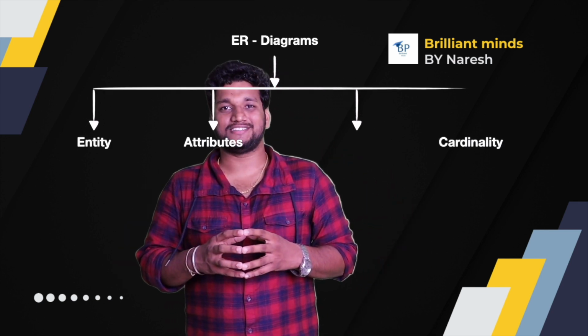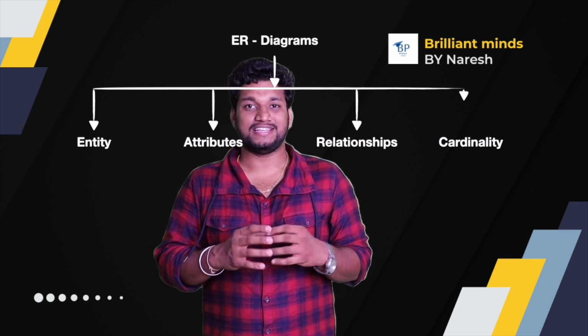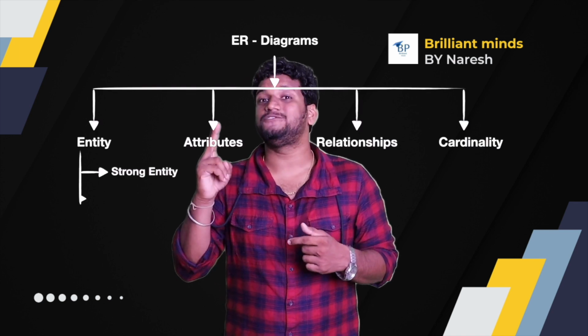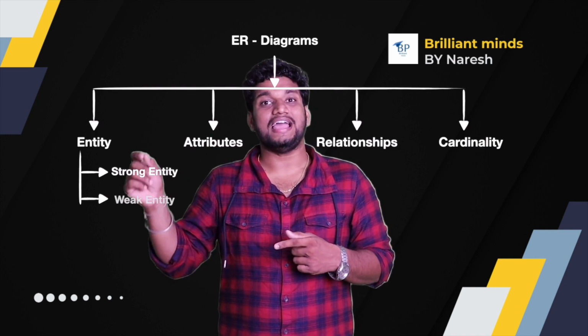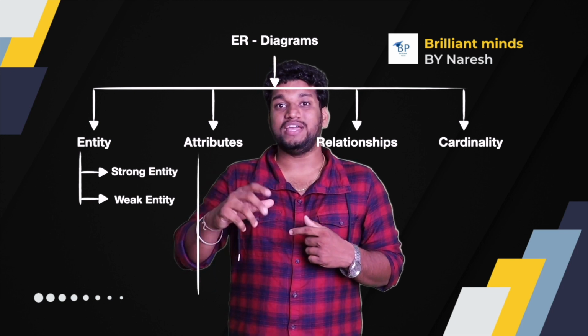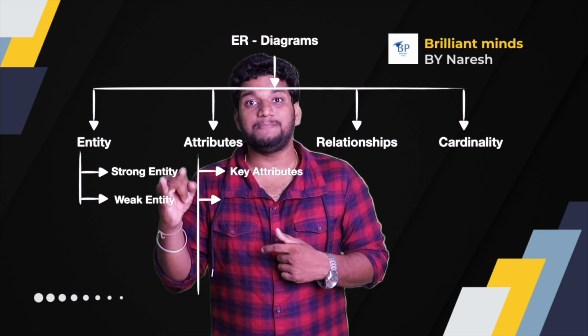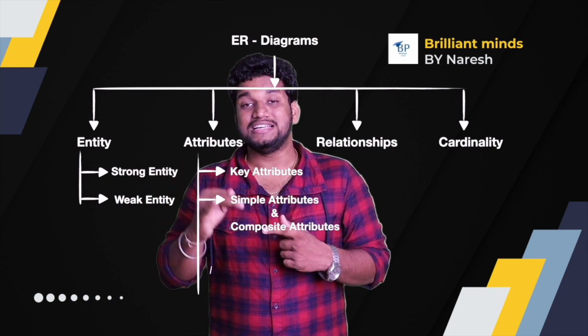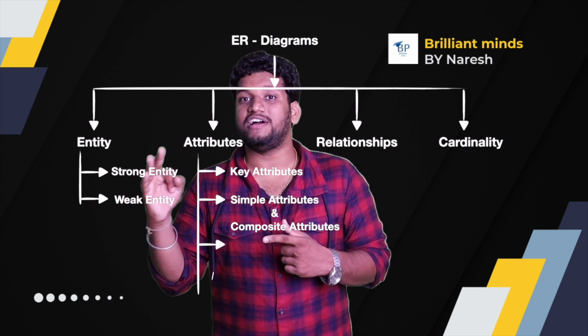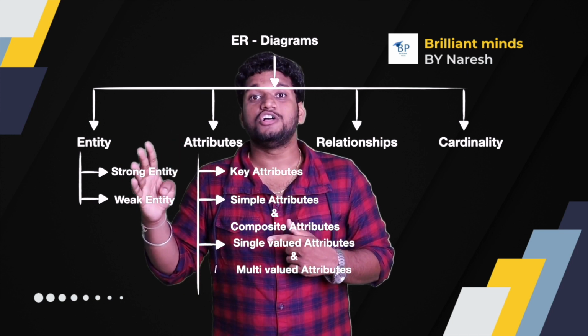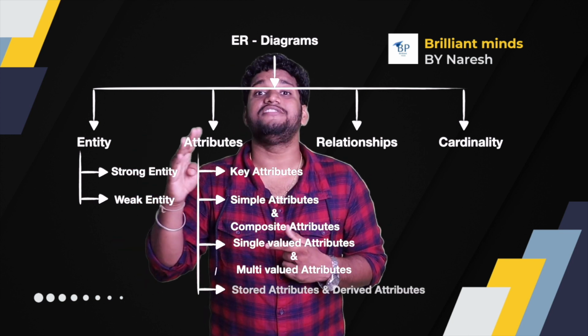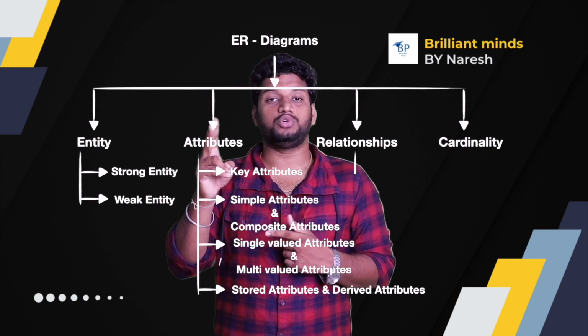Now let me tell you the components of ER diagrams. We have 4 different types: entity, attributes, relationships and cardinality. In entity we have 2 different types: strong entity and weak entity. In attributes we have different types: key attributes, simple attribute and composite attribute, single-valued attribute and multi-valued attribute, and finally stored attribute and derived attribute. In relationship we have 2 different types.